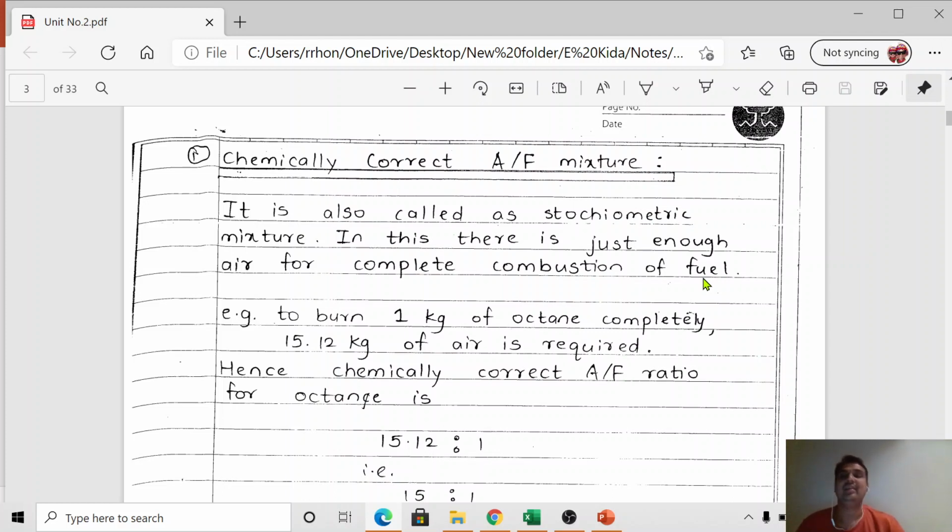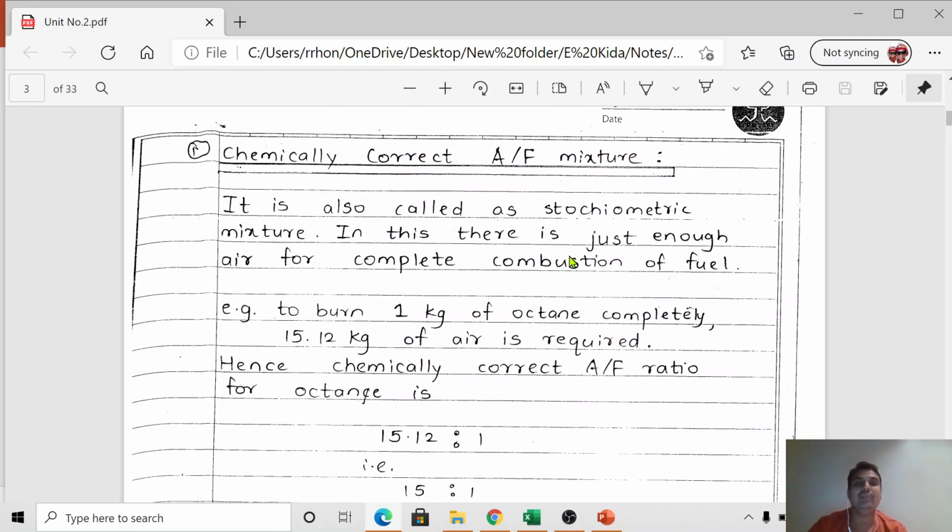Okay, that's it. With the help of one example we can understand the meaning of chemically correct air fuel mixture. Suppose we want to burn 1 kg of octane completely. What do we mean by octane? Octane is one of the components in petrol. Later on we will discuss octane. Just consider octane as one of the chemical compositions present in the fuel. If the octane number is high, then we can say the petrol quality is very good.